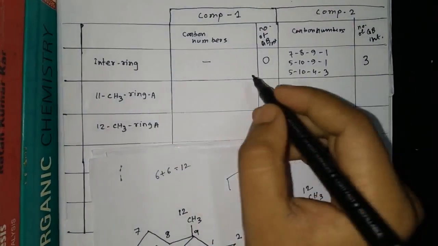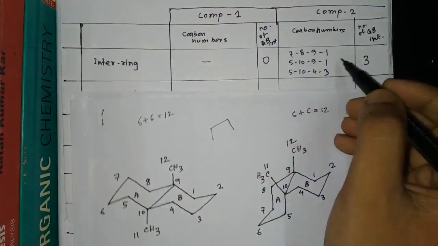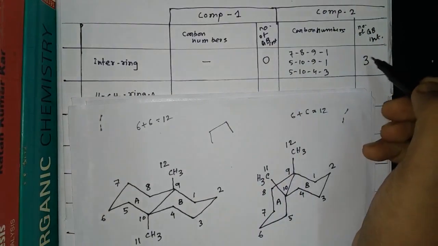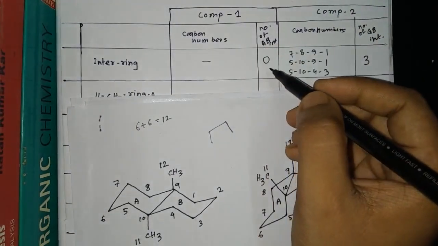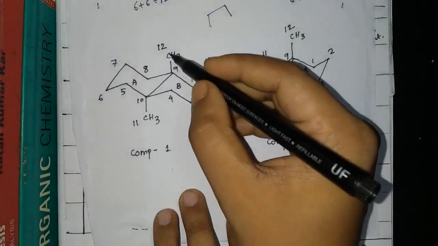So this is actually for the calculation. If the methyl will not be there, then this is the only calculation, and hence the compound 2 has 3 interactions and compound 1 has 0 interactions, and that's why the trans-decalin is more stable than cis-decalin in case of the hydrogen.